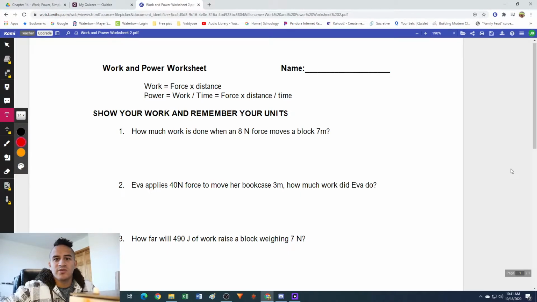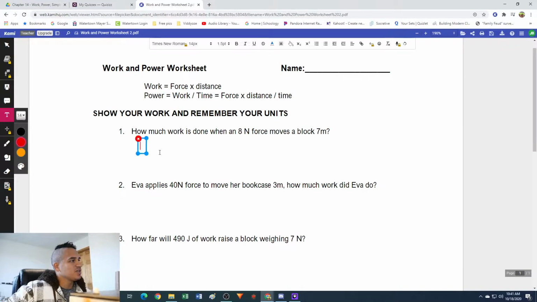In this video, we're going to be doing some practice problems with work and power just to show you how this whole thing works. All right, so let's begin here with number one. It says, how much work is done when an 8 Newton force moves a block 7 meters? Now it does give us the equation for work up above, so you know that work is equal to force times distance, okay? And in this problem, 8 newtons of force is given.